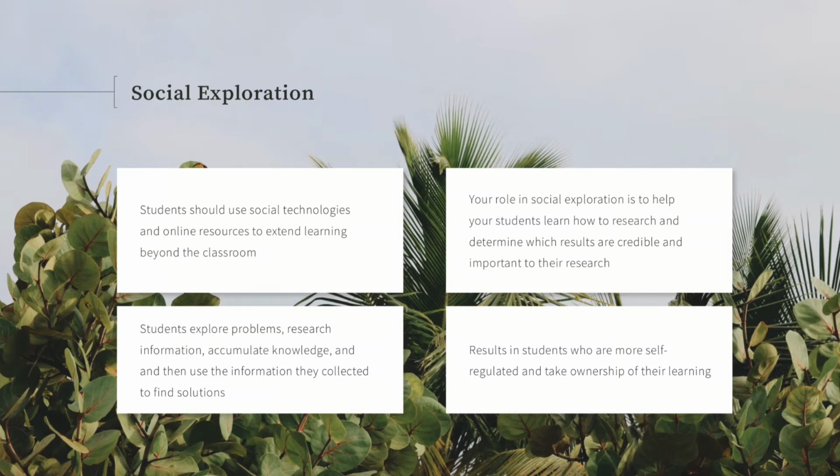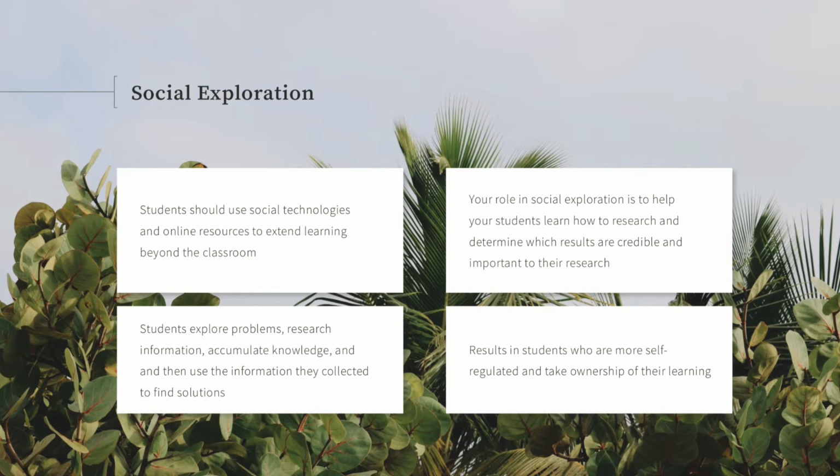Social exploration is the first step of authentic learning, where students explore problems, research information, accumulate knowledge, and use that information to develop solutions. After you have assigned an authentic learning task, your students use social exploration to think and learn about their problem. Using social exploration, your students find and process information to gain knowledge about their topic. They share their new knowledge with other students through social learning.